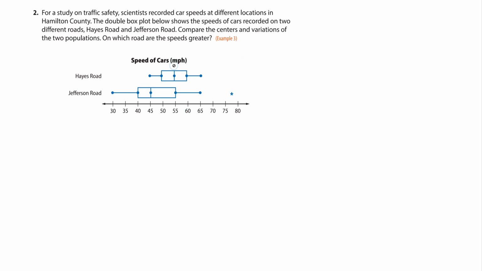This one will go real quick because they are box plots, so I cannot figure mean or mean absolute deviation. I can only do median and interquartile range. So the median is right here compared to right here. So for Hayes Road, the speed of the cars, the median is 55. For Jefferson Road, the median is 45.